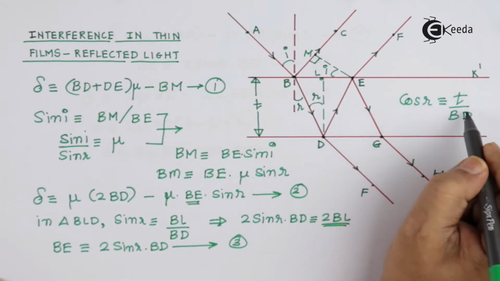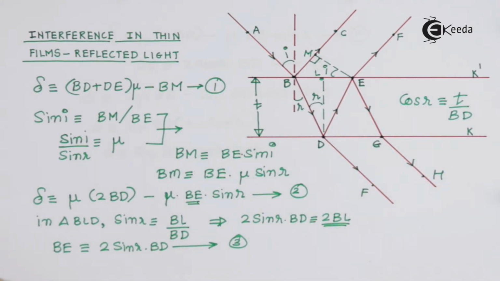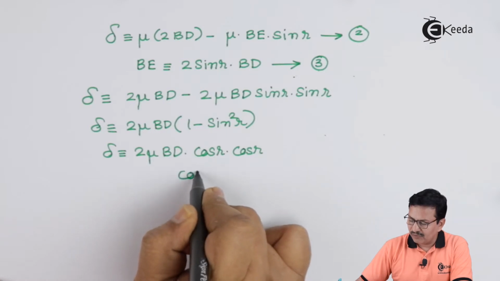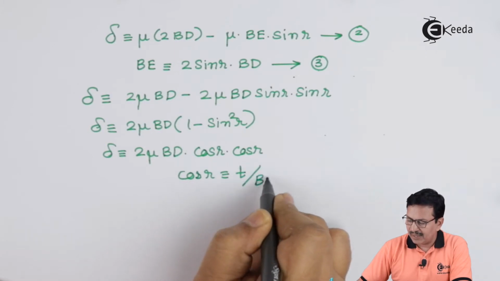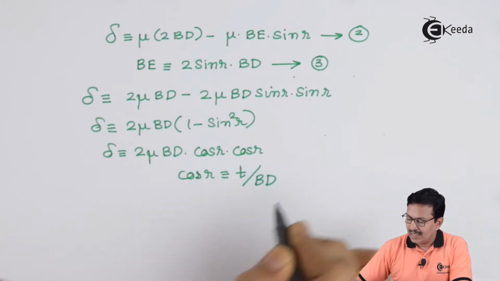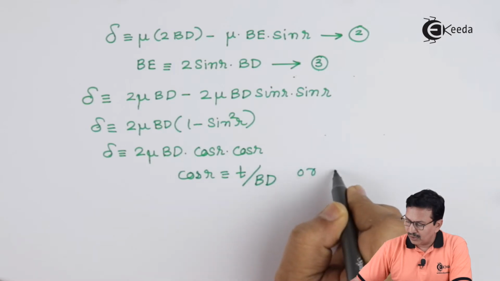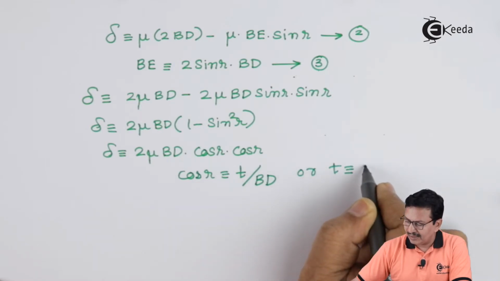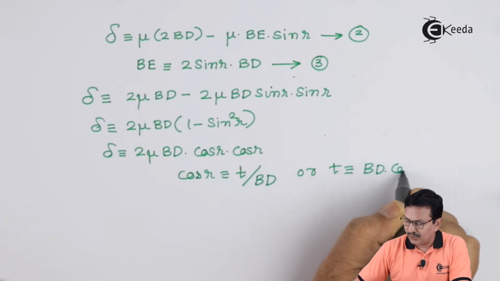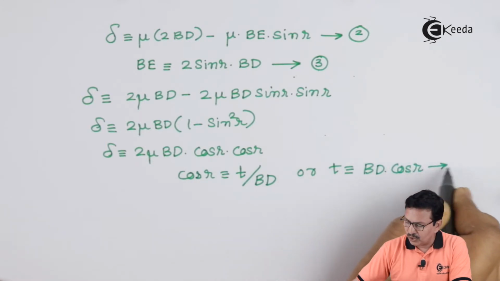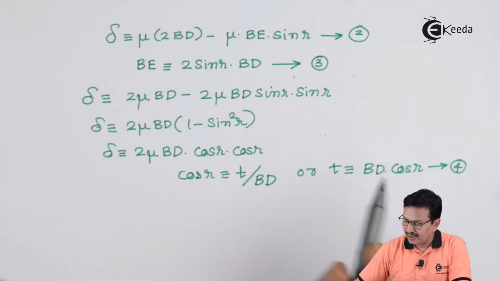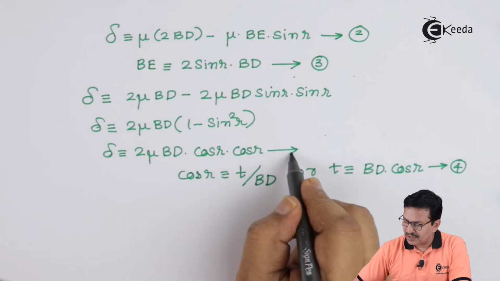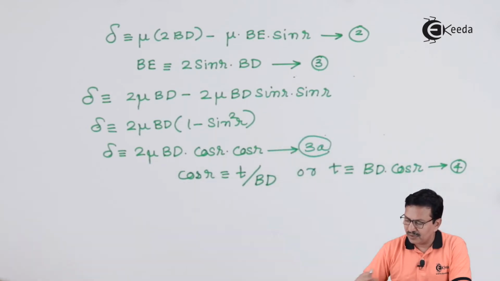So we substitute this in the final expression. So we have cos of R is equal to T divided by BD, and this is from geometry, or your T is going to be BD into cos of R, which is going to be your expression 4. So I'm going to substitute this expression in the above expression, which we are labeling as equation 3.